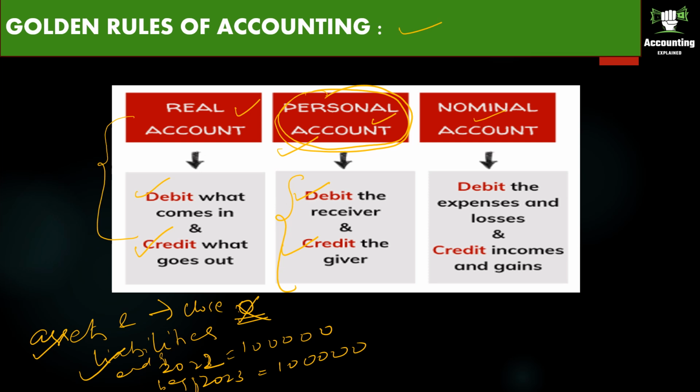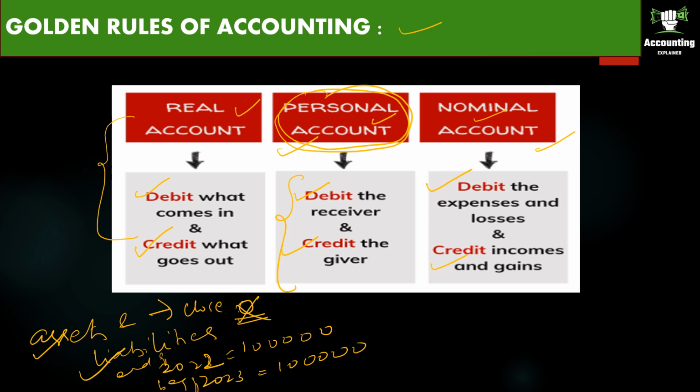It not only considers individuals, it also considers companies. Artificial persons like a company fall under this category. An example of personal accounts is debtors, creditors, drawings account, etc. Next, nominal account. A nominal account relates to expenses, losses and income. So we debit the expenses and losses and credit income and gains.